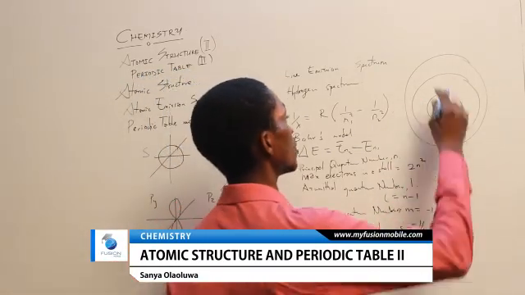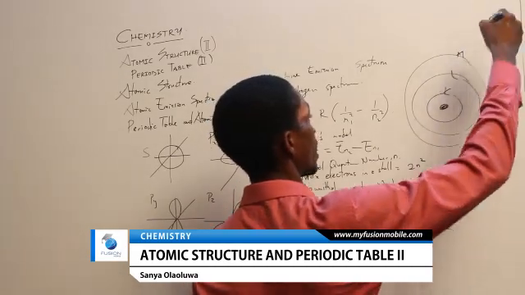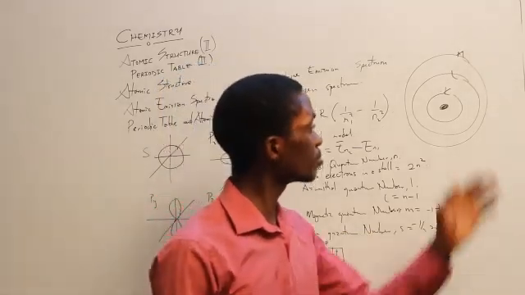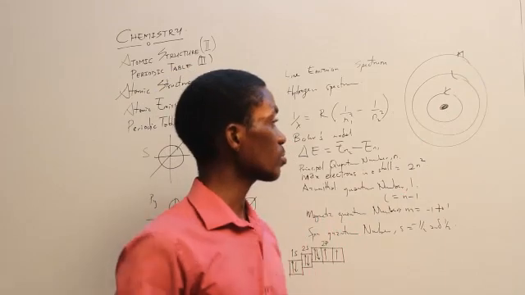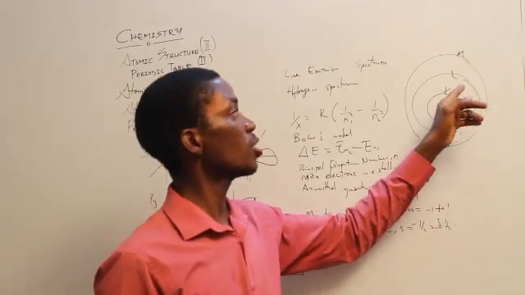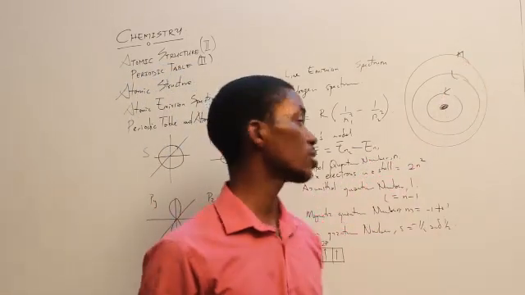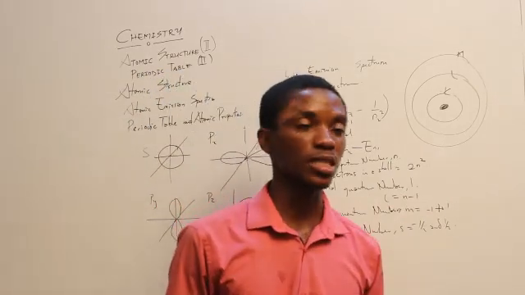And we labeled our shells, of course, K, L, M, N, O, P, Q, R, like that. But for now, let's just work with K, L, and M. In our K, we can have a maximum of 2 electrons. In our L, we can have a maximum of 8 electrons. In M, 18 electrons, because 3 squared is 9, and 9 times 2 is 18.